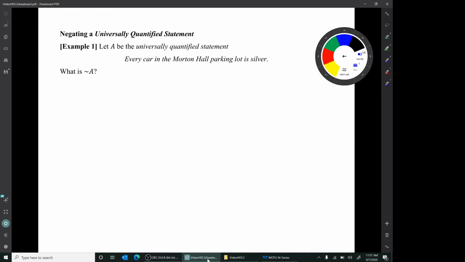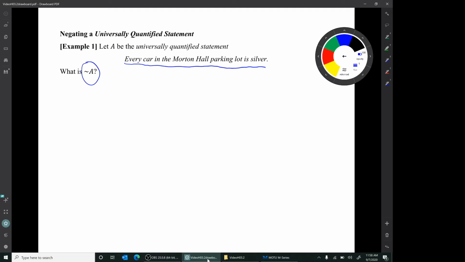In our first example, we're going to discuss negating a universally quantified statement. The statement is going to be this one, statement A. Every car in the Morton Hall parking lot is silver. The question is, what is the negation of A? Well, suppose that somebody said statement A, every car in the Morton Hall parking lot is silver, and you wanted to prove that they were wrong. What would you have to do?